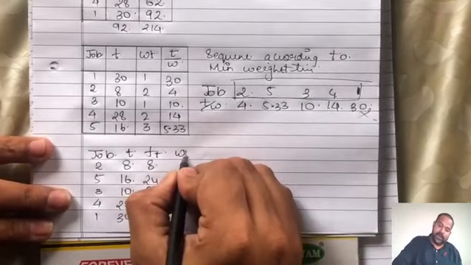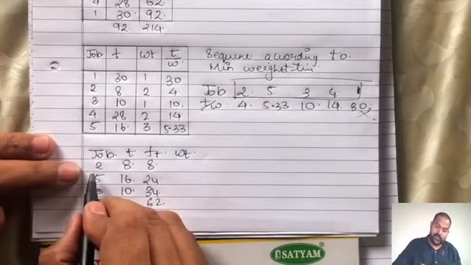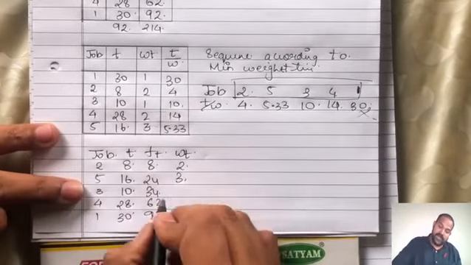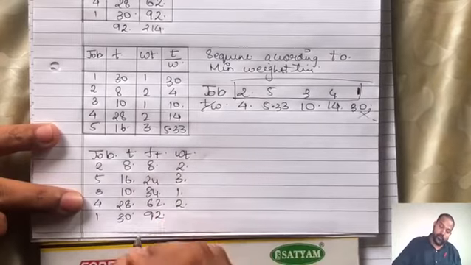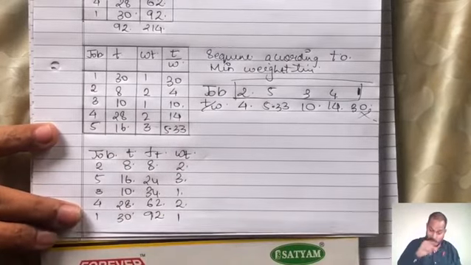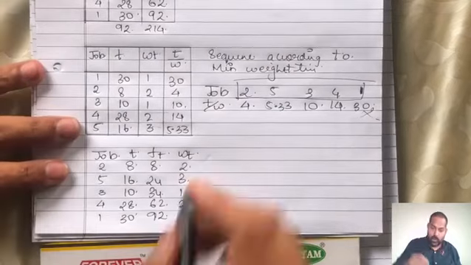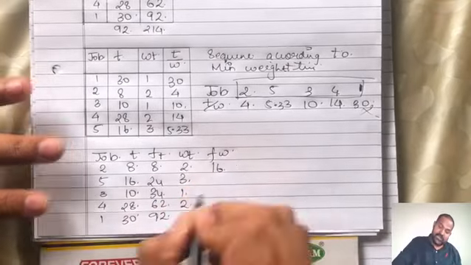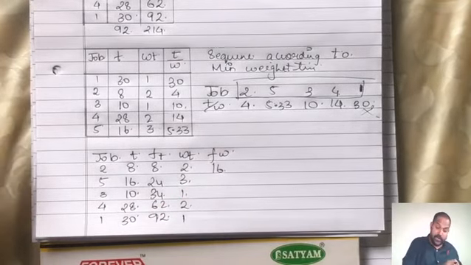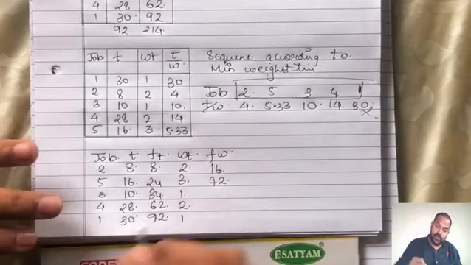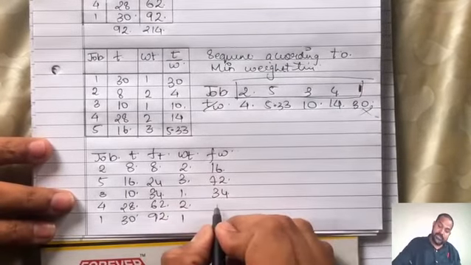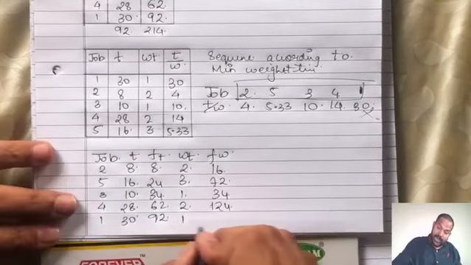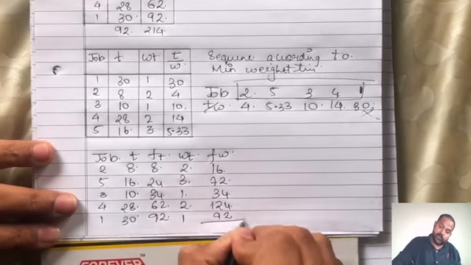But now I am going to write down the weights. What are the weights? Job 2 had a weight of 2. Job 5 had a weight of 3. Job 3 had a weight of 1. Job 4 had a weight of 2. And job 1 had a weight of 1. Now multiply the flow by the weights. 8 2s are 16. 24 into 3 is 72. 34 into 1 is 34. 62 into 2 is 124. And 92 into 1 is 92. Take a total.